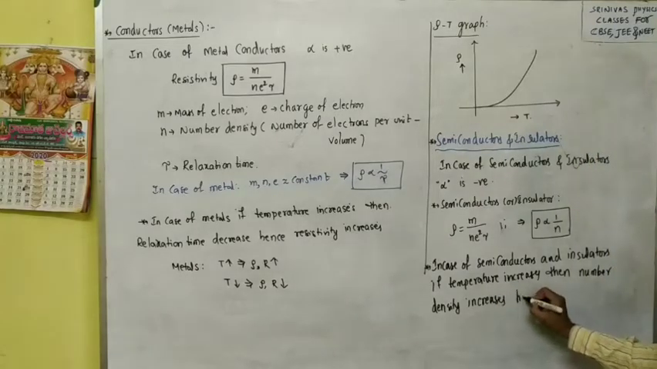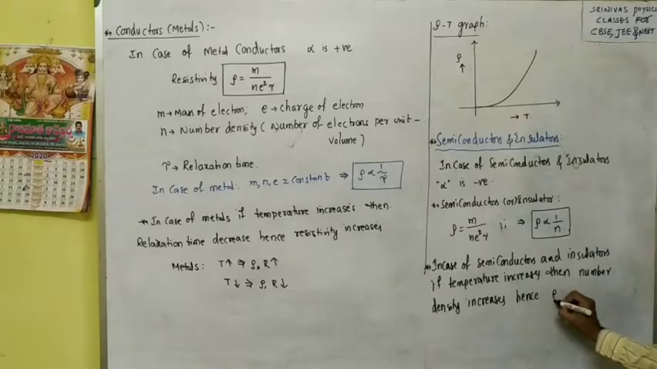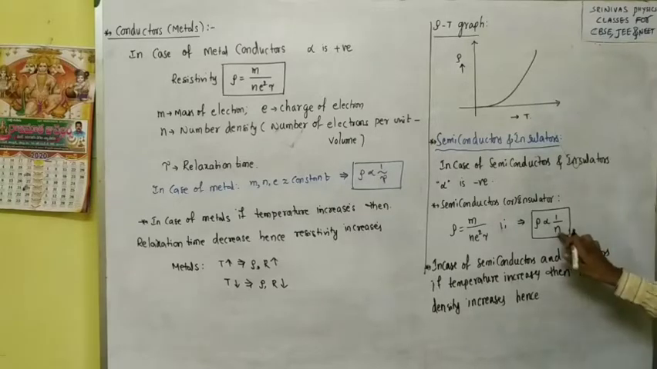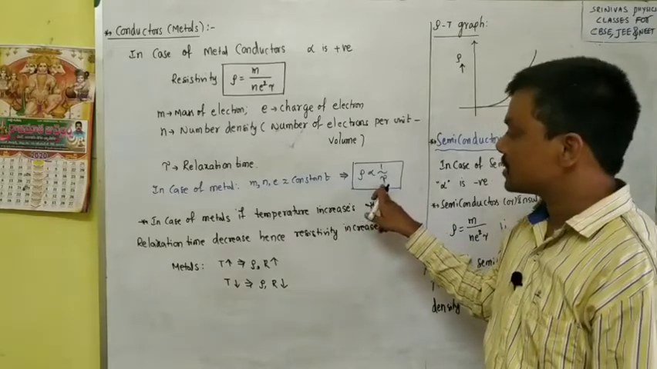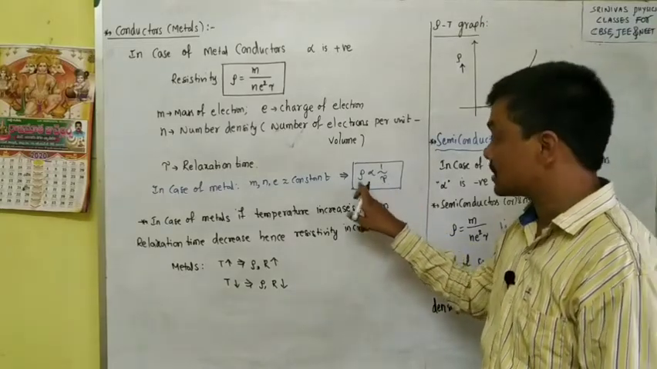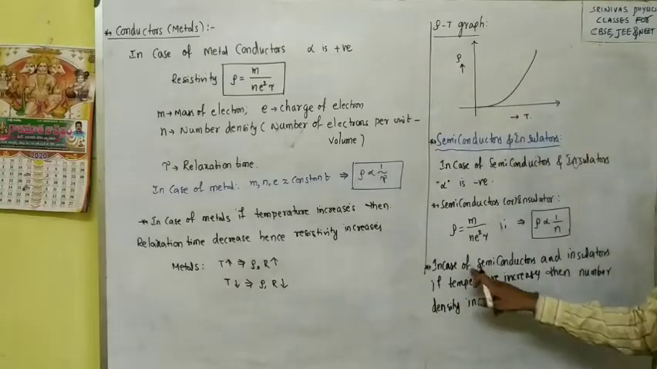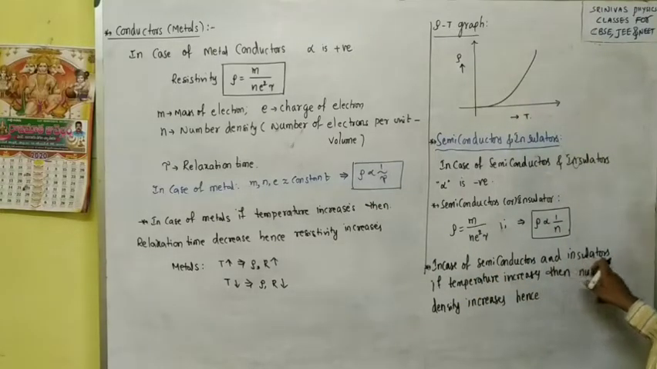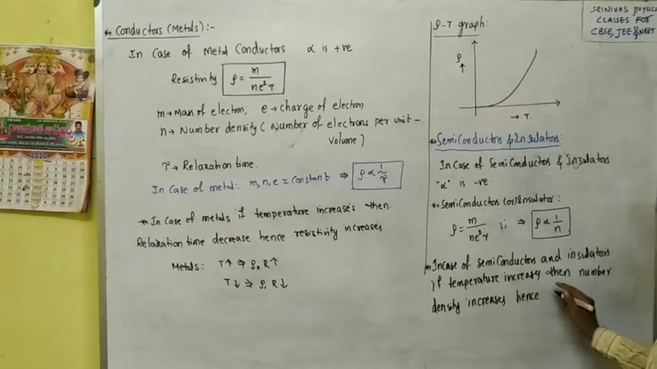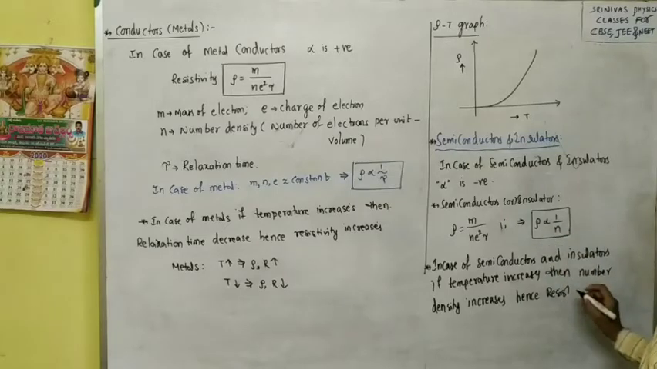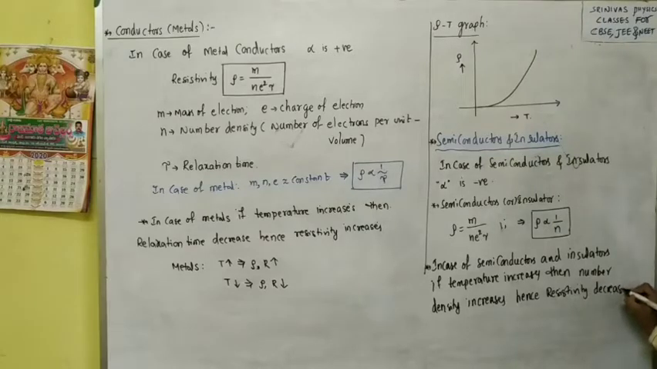Hence resistivity decreases. When number density increases, resistivity decreases. Here in case of metals, relaxation time decreases, so resistivity increases. In case of semiconductors and insulators, if temperature increases, then the number density increases. Hence, n increases means what happens to the resistivity? Tell me. Resistivity decreases, right?